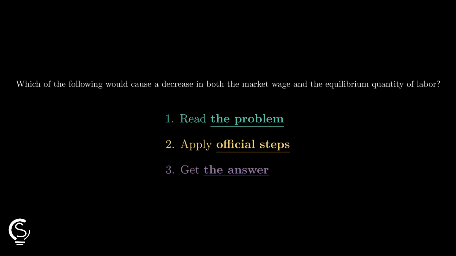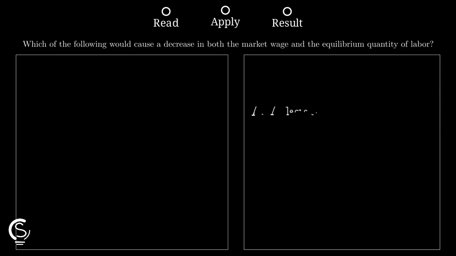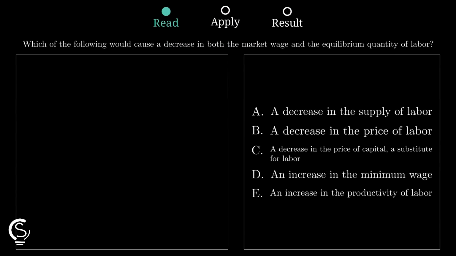I got your back. Labor market questions get easy fast when you track which curve shifts, because we need the change that pushes both wage and employment downward together. Start with the target. Both equilibrium wage and quantity of labor must fall. So we need a leftward shift of labor demand, not labor supply, because supply cuts quantity but raises wages.